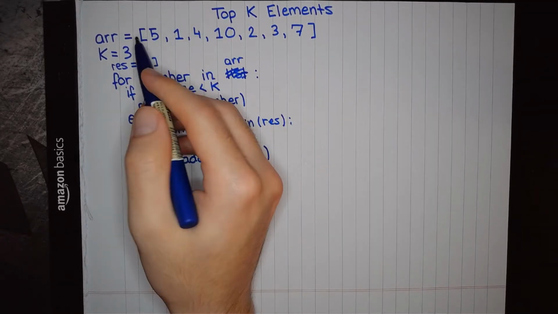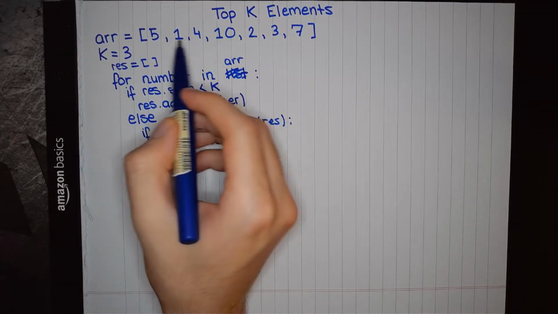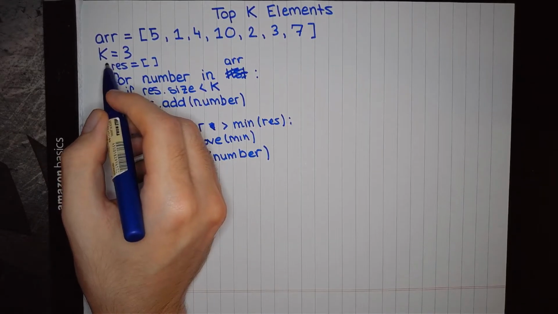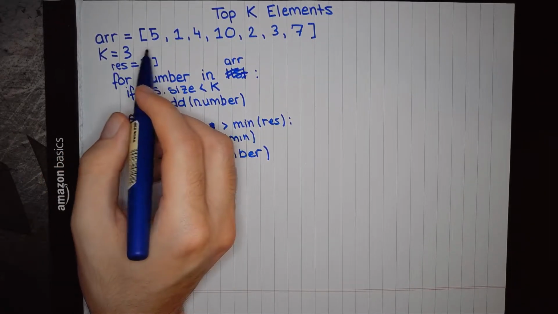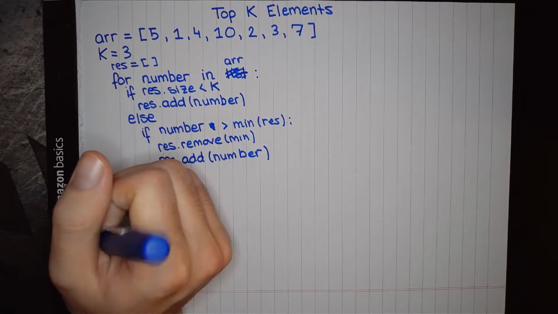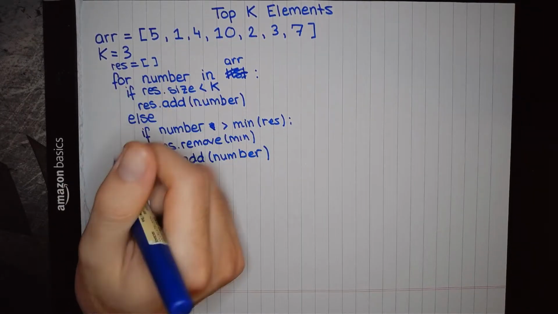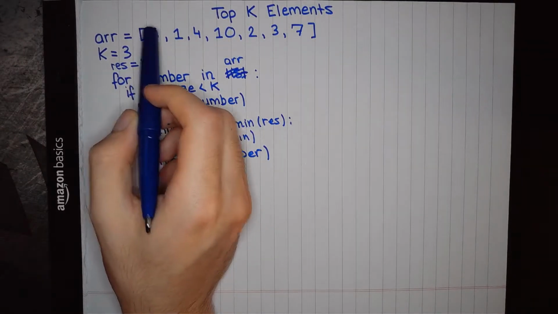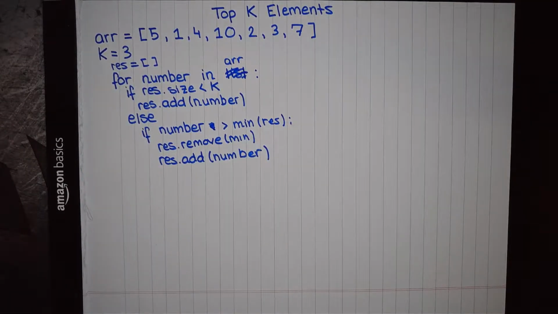So you're given an array. Here you're given 5, 1, 4, 10, 2, 3, 7, whatever. You're given a number k, and so you have to return the three largest elements in this array. If we just look at it by eye, we know that those are 5, 10, and 7. And to make sure that this video goes faster, I wrote the pseudocode for a very trivial solution to this problem.